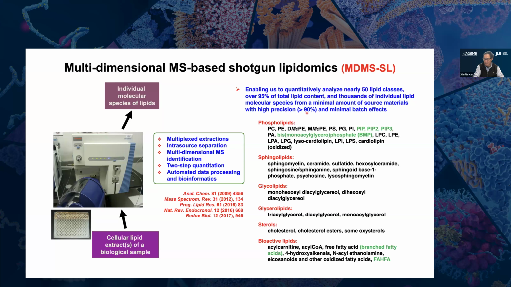Not like in the field, where people say 40% is tolerable and 20% is very good. We can basically achieve 5% or 10% variability with minimal batch effect. Here is the list of the lipid classes we are able to analyze. The ones highlighted in green are recently developed, so it really represents very unique lipids being analyzed.